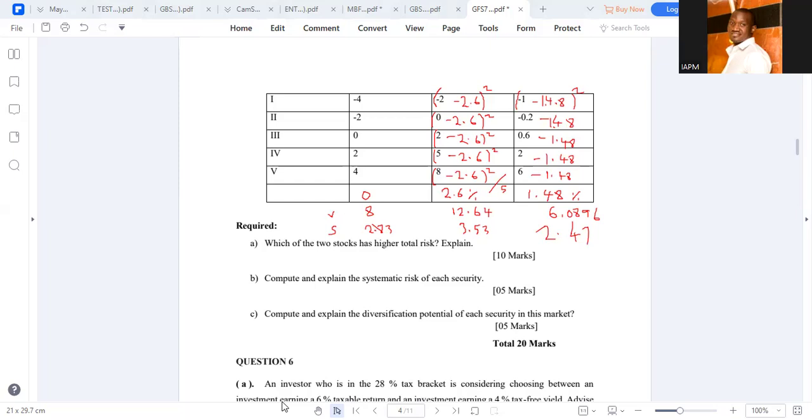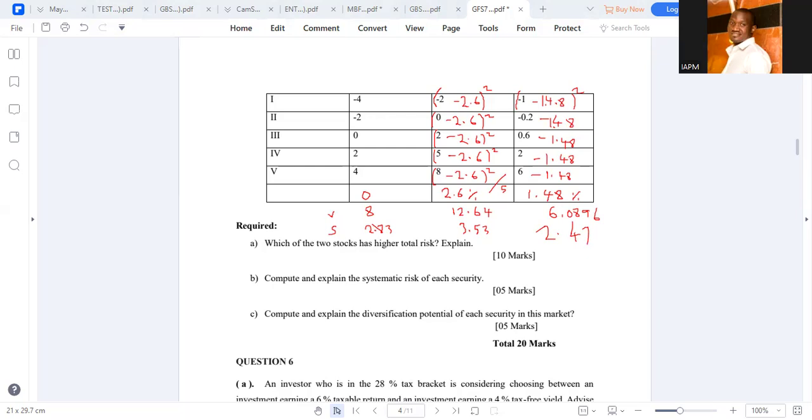The total risk of a security is measured by the standard deviation, which is the square root of the variance, which we've already done. So the standard deviation for J, for K. Which stock has a higher total risk? That's J. J has a higher risk. Why? Because it has a higher standard deviation.